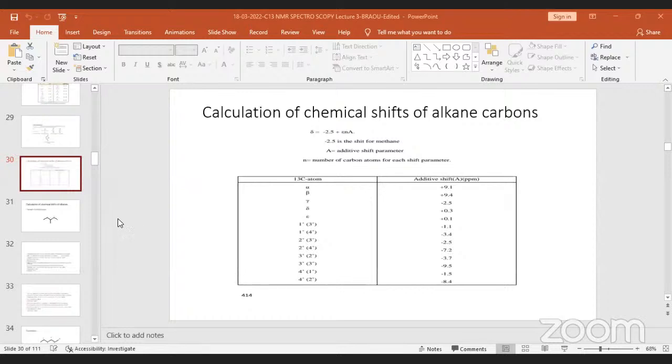Okay. Good afternoon, everyone. Yesterday we had encountered a problem. We had to stop in between. So we started the calculation of chemical shifts of various carbons in the organic molecules. And today we are going to discuss them at length. Calculation of chemical shifts. We can calculate the chemical shifts of alkane carbons, in fact, all types of carbons. Let us first start with alkanes.